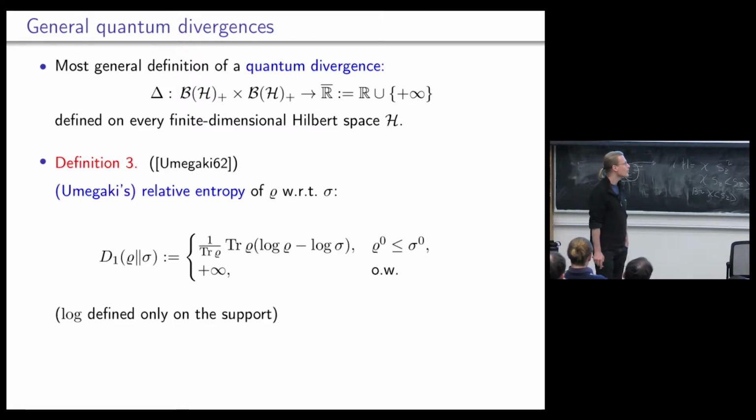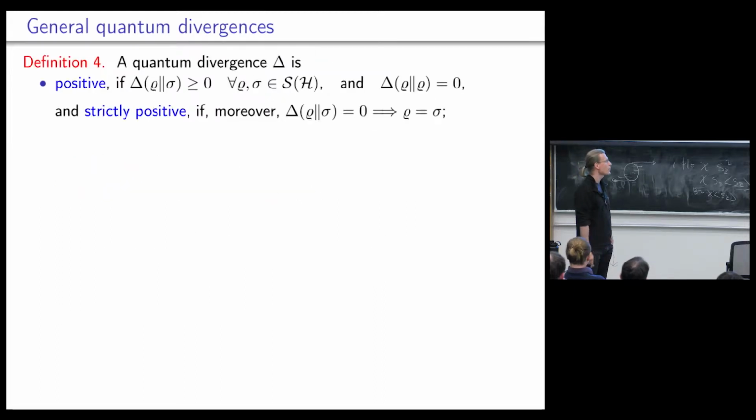Okay, and the last but not least example is the relative entropy, which is another very popular divergence, and which you have probably seen already in various contexts, introduced by Umegaki quite some time ago. It is defined by this formula. Okay, and again, we take the logarithm only on the support of these operators. Okay, so these are 4 examples that we can work with for the rest of the tutorial.